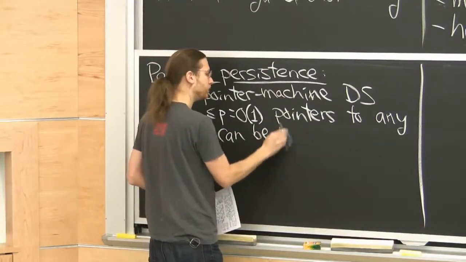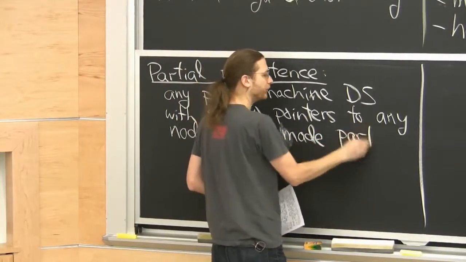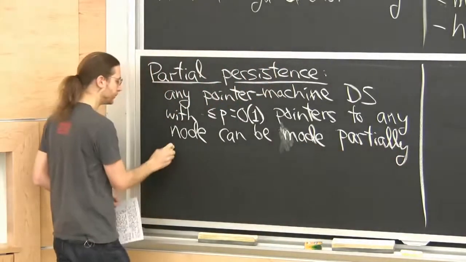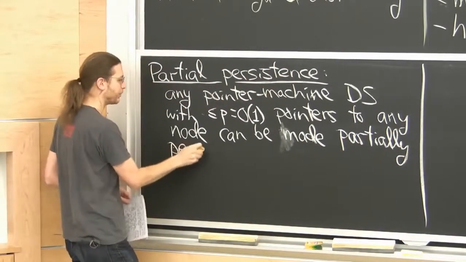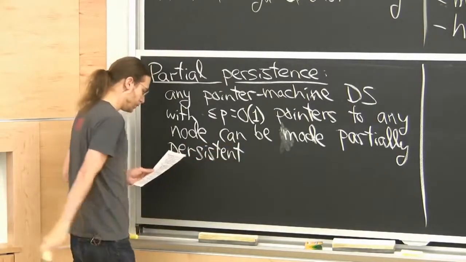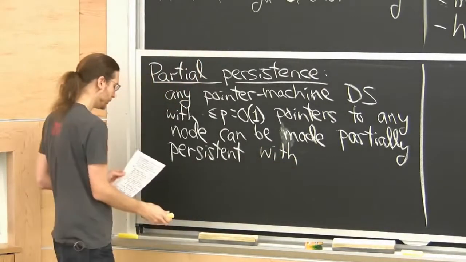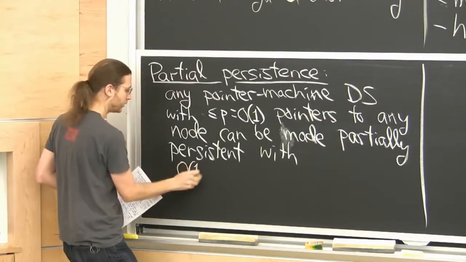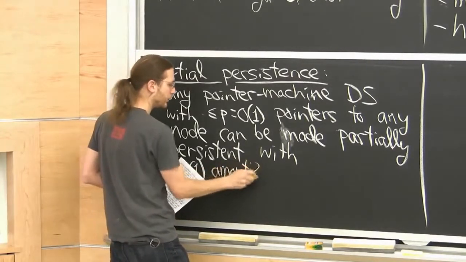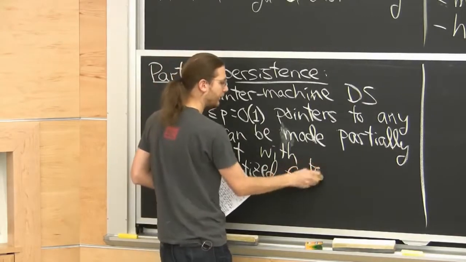Can be transformed into another data structure that is partially persistent and does all the things it used to do. So I'll just say it can be made partially persistent. You have to pay something, but you have to pay very little. Constant amortized factor overhead, so multiplicative overhead.